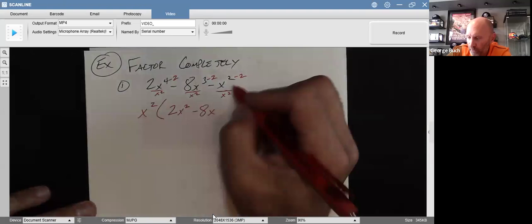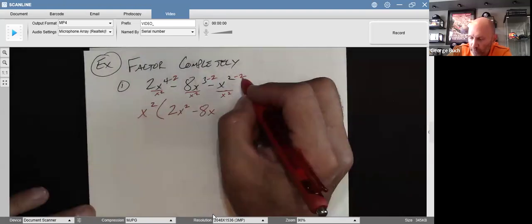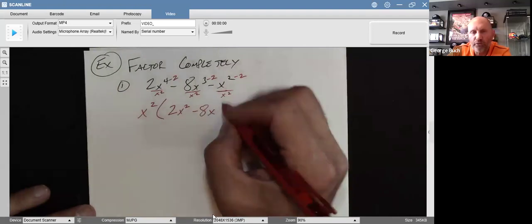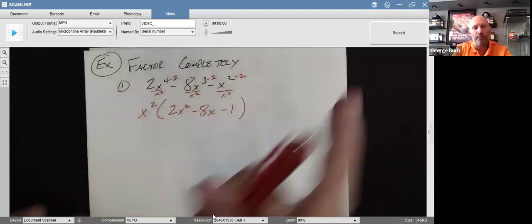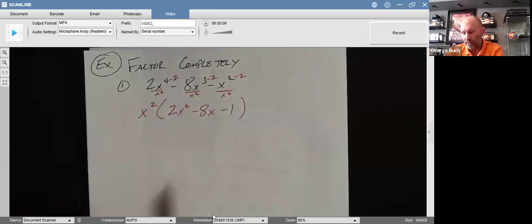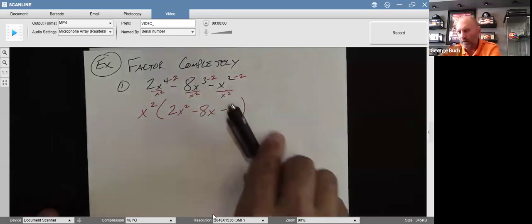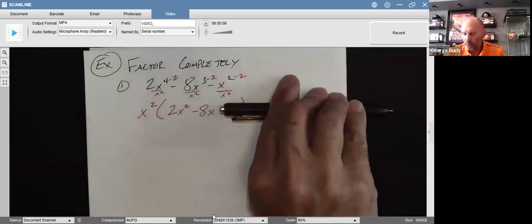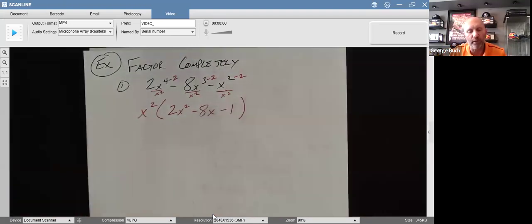And now be careful here. 2 minus 2 is 0. Anything to the 0 is 1. So I have minus 1. Do not forget that placeholder, because again, if I left that off and then tried to distribute this back, I'm not going to get the same as I started with. So I need that minus 1 for a placeholder. So that's it. That's as much as you can factor that one.